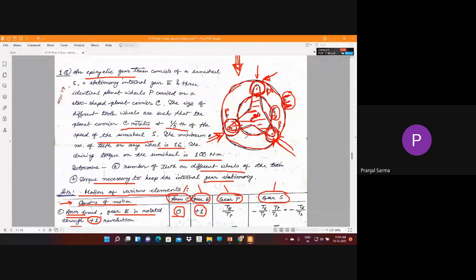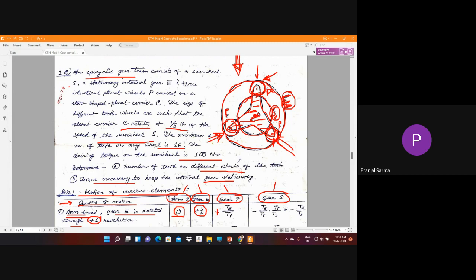Now, if they are internally meshed, what is the sense of direction? Will it change, or will gear P rotate in the same direction as gear E? What about internal meshing? Do they move in the same direction or opposite direction, both the meshing gears? They rotate in the same direction. You have already forgotten all those things. Same direction means same sense of rotation, that is plus only. If you don't write anything, that automatically means plus.